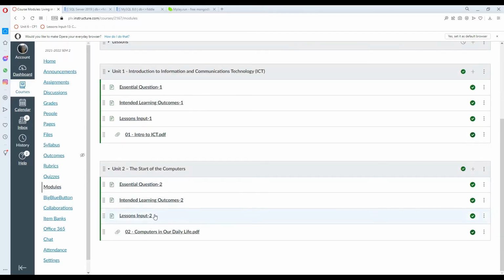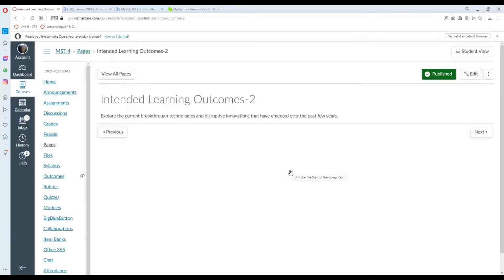The intended learning outcome is the following. Explore the current breakthrough technologies and disruptive innovations that have emerged over the past few years.